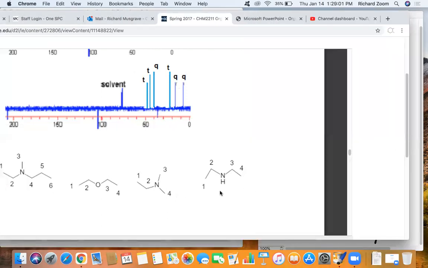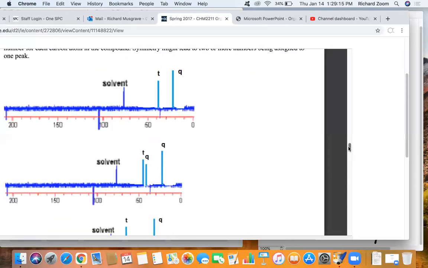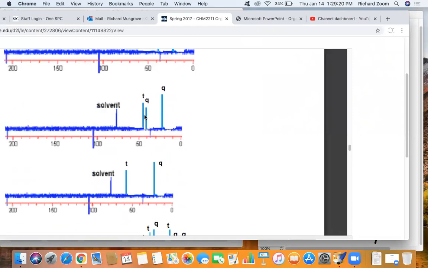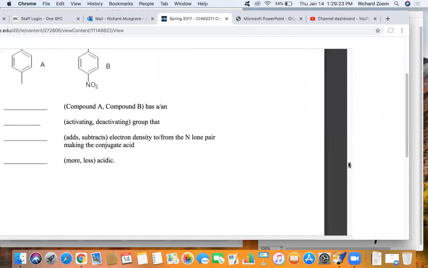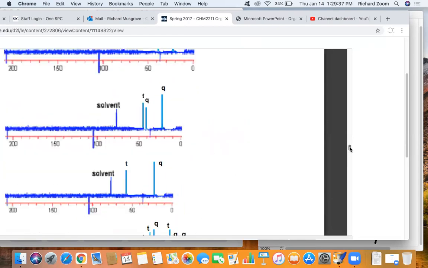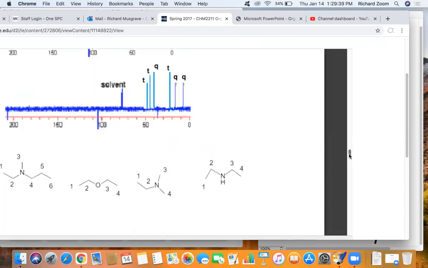How many peaks would this one have here? 2, because there's a plane of symmetry down the middle here. So that tells us that the one with 3 peaks, there's only one that has 3 peaks. Let's see if we can find it. There he is, right here. This is the one that has 3 peaks. That must be this one. And I'd expect it to be, that is a Q, that's a T, and this is a Q. So 2 Qs and a T. And what do you know? 2 Qs and a T. So that must be the right answer for that one.